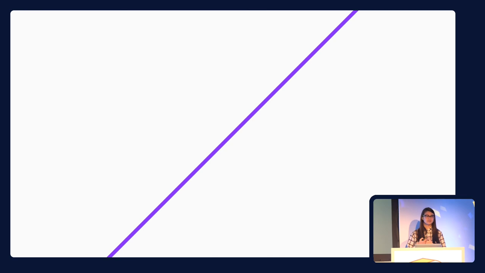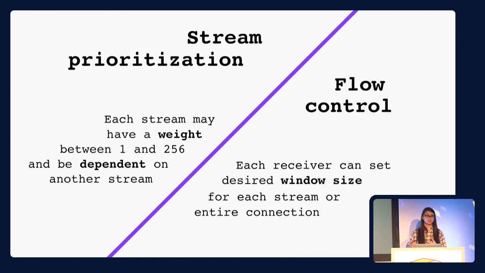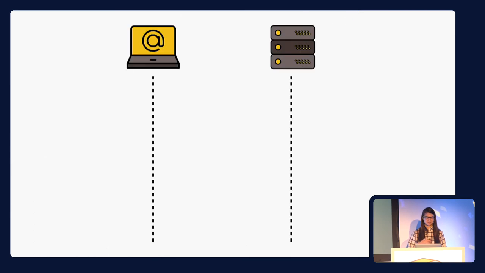In a world of a plethora of streams, we need stream prioritization. Each stream may have a weight and be dependent on another stream. In concept, it is somewhat similar to the priority we see in the browser web tools, but a lot more flexible. And due to multiplexing at the application level, the TCP flow control isn't granular enough. So to be able to not overwhelm the client or the server, in HTTP2 flow control, each receiver can set a desired window size for each stream, or even the connection, and then it can increment or decrement it.